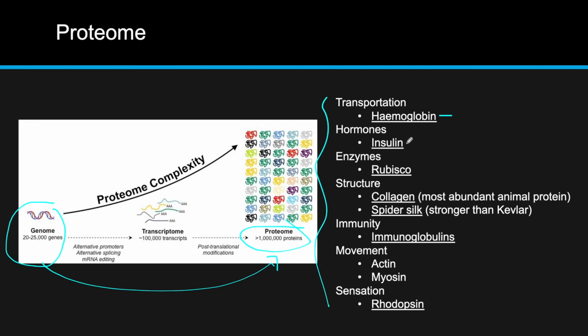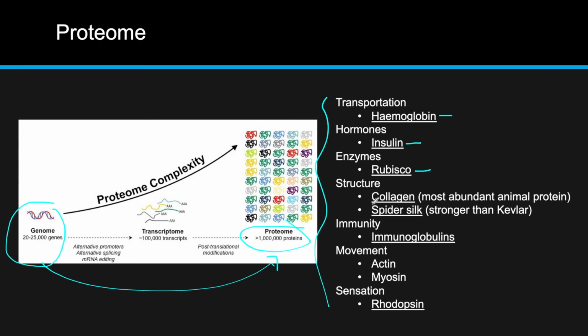For hormones or communicators, we have insulin, and this is going to regulate blood sugar. So if the blood sugar is too high, it's going to communicate throughout the body that we're going to have to lower that blood sugar. We have enzymes, Rubisco, when you get to plants. SL won't get to plants, but HL will. But basically, Rubisco is an enzyme that helps with photosynthesis.